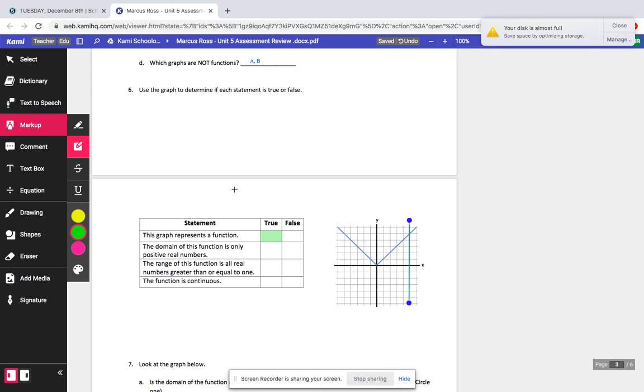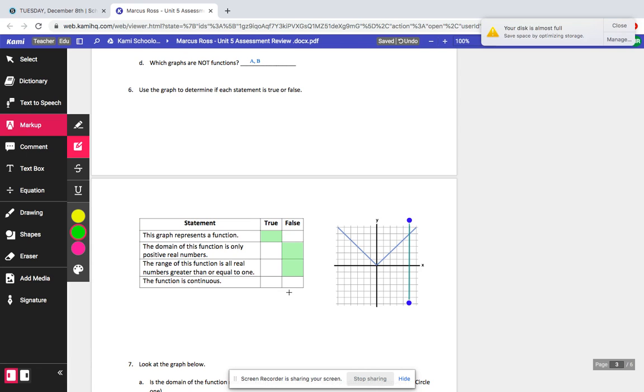The domain of the function is only positive real numbers. Well, our domain are all of our x values, and if you can see, it dips over here, which is negative, so that is not true. The range of the function is all real numbers greater than or equal to 1. Well, you can see that our range can also be 0, so that is going to be false.